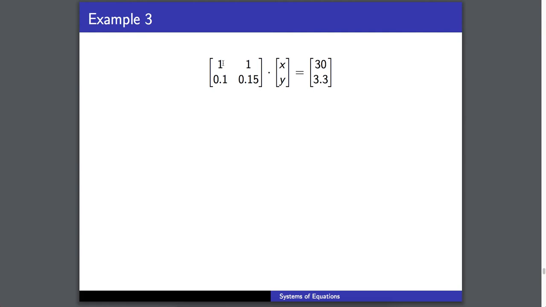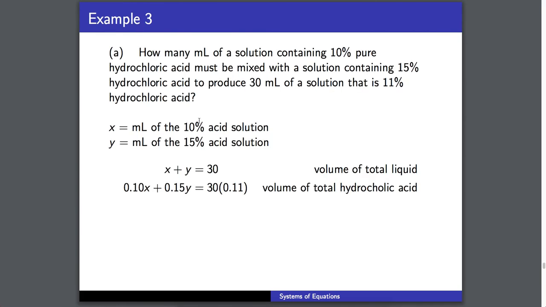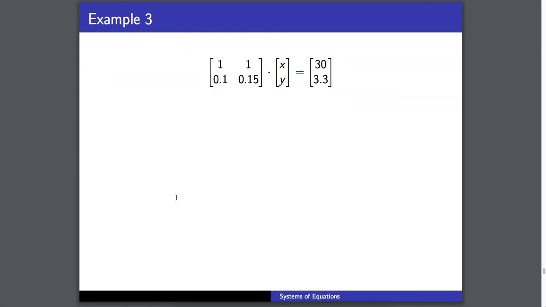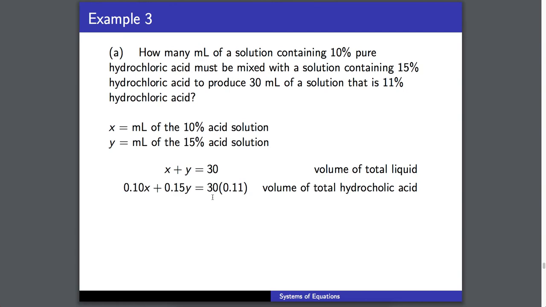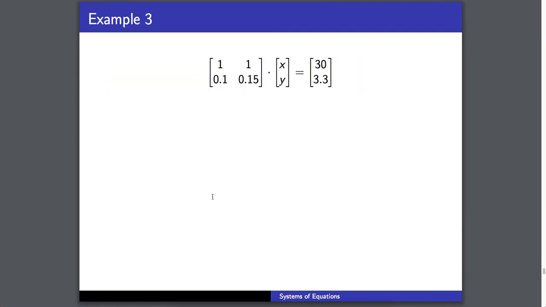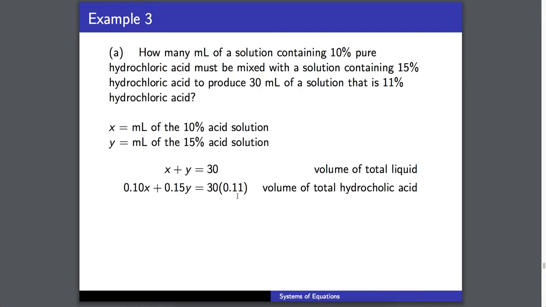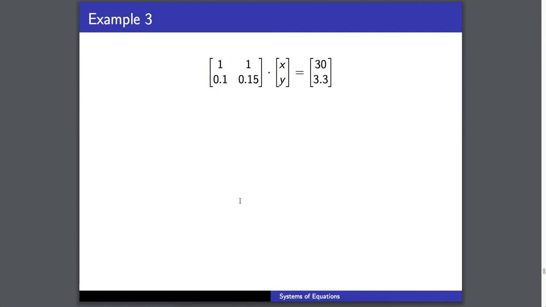So here's how our system of equations looks. Our left-hand side will have 1 and 1, and then 0.1 or 0.10, and then 0.15. And then our right-hand side, we have 30, and then 30 times 0.11 is 3.3. Now, the good news is with most matrix calculators, you don't need to actually do this calculation separately. You could just type it in as 30 times 0.11, and it'll store the answer of 3.3 without you having to do the calculation already.